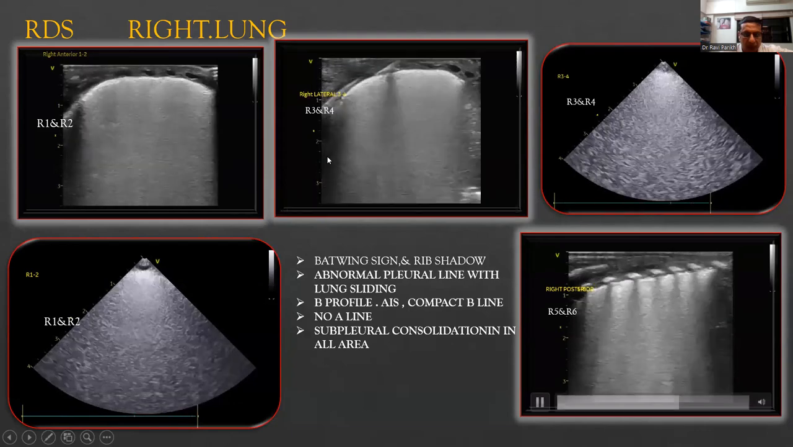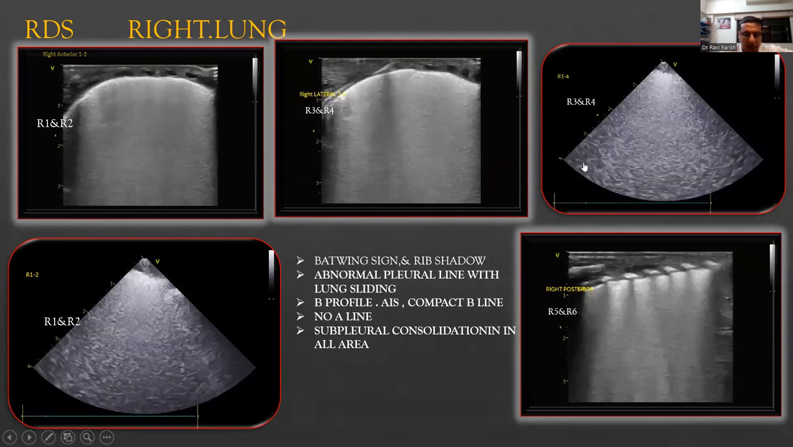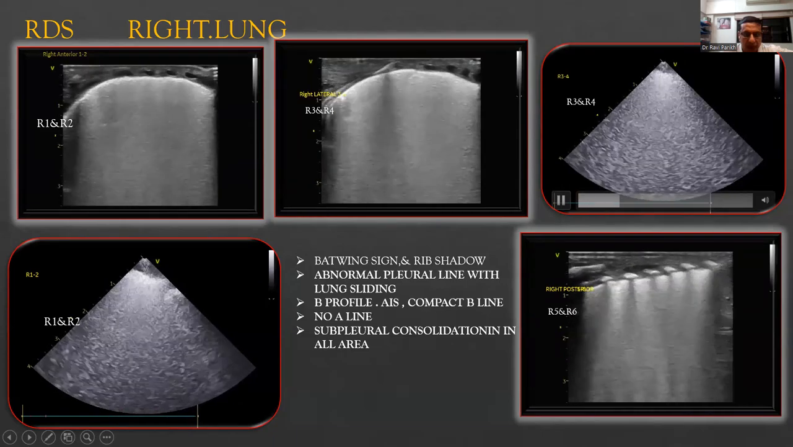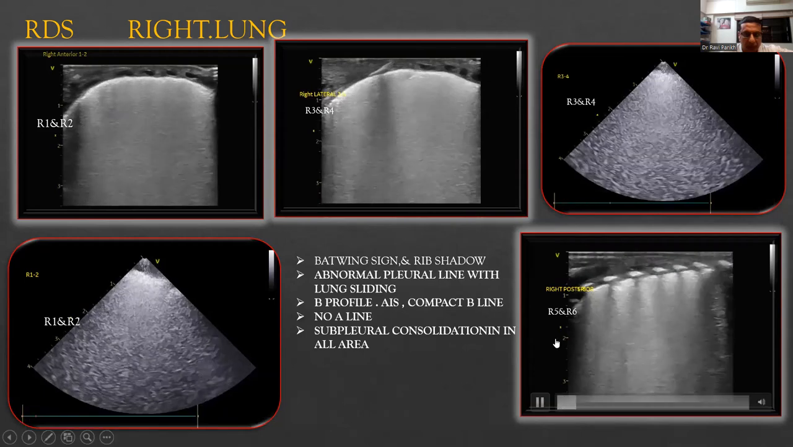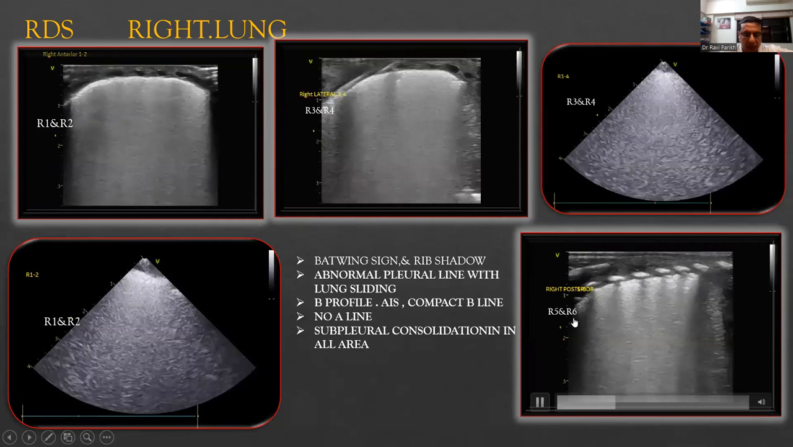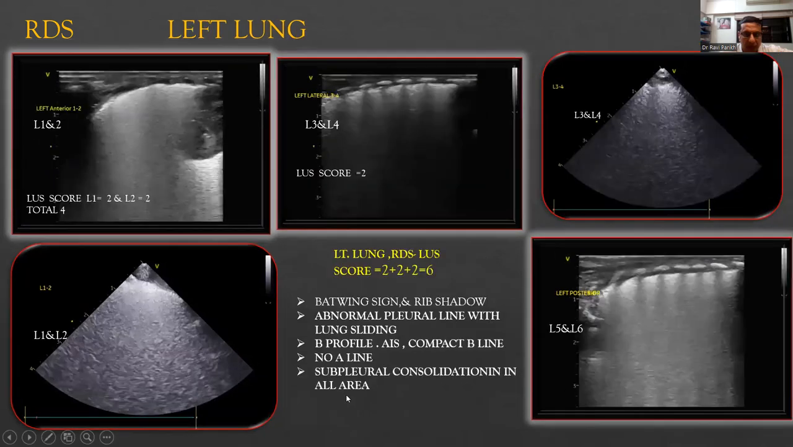Here I use a linear probe 12. Here, the phased array 12 also for the cardiac echo. It is also white lung, white lung. Here the vestibular segment, the vestibular lung also consolidation. Go to the left side, it is the same.